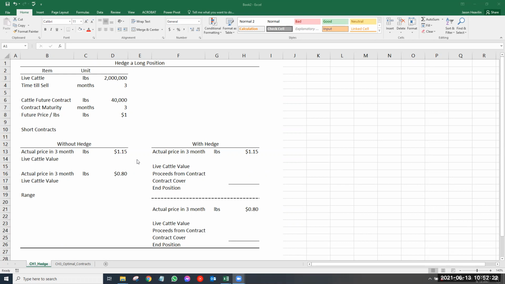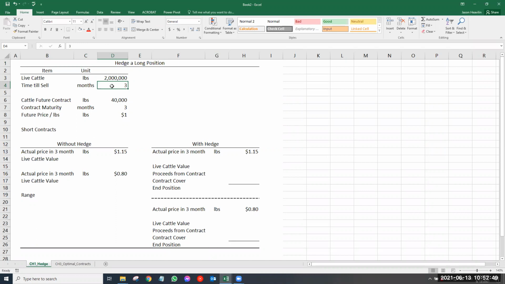In our first example, we are going to hedge a long position, meaning that we have a farmer that has 2 million pounds of cattle, just a bunch of cows. And the sell time, or the ideal time to take the cows to sell them, would be in about 3 months from now. And well, the price can change.